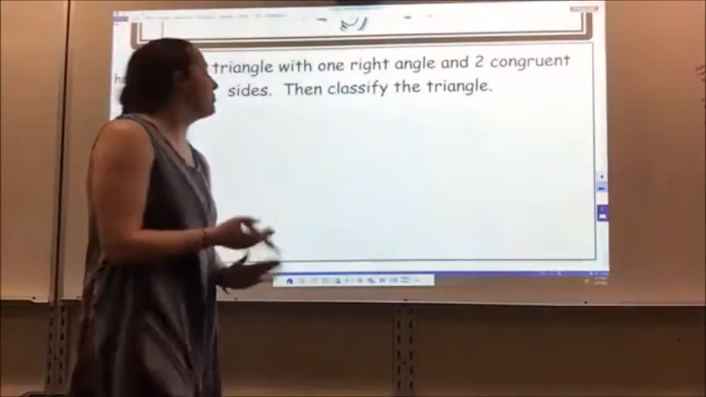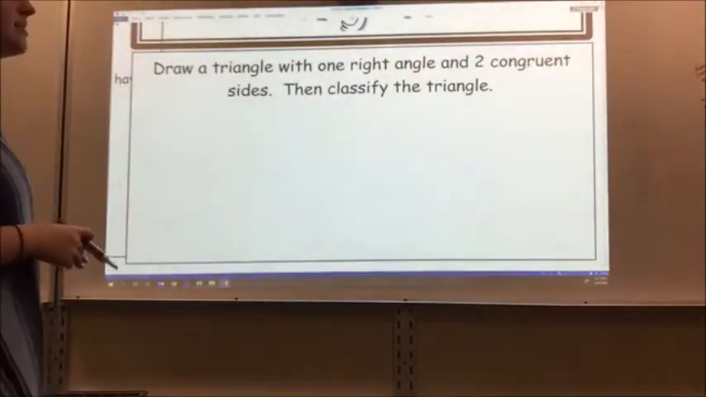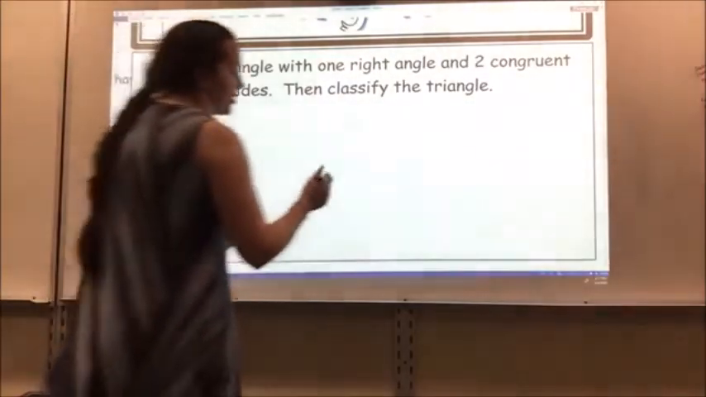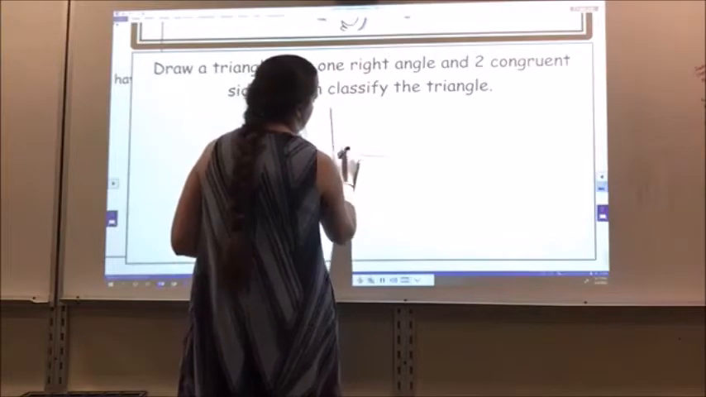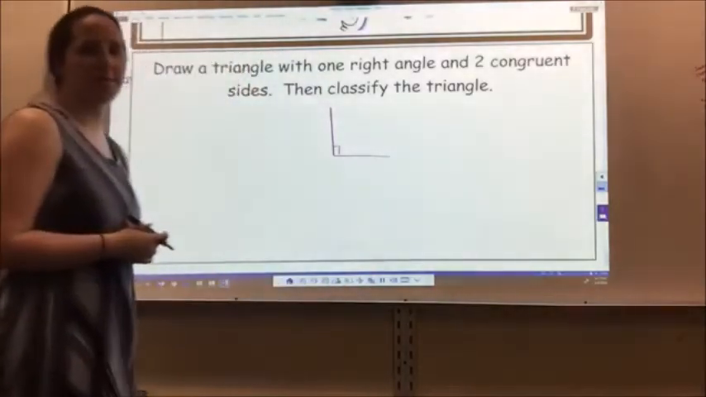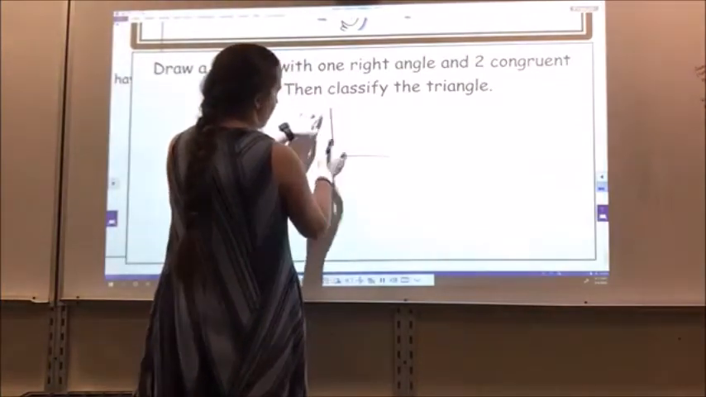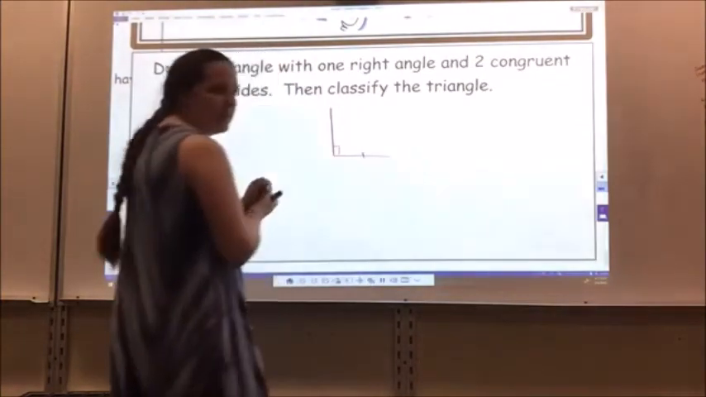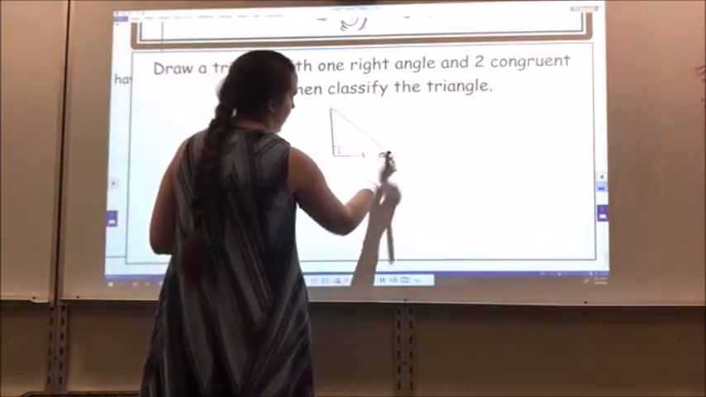So the try problem says, draw a triangle with one right angle and two congruent sides, then classify the triangle. So the first thing I want to do is actually draw this right angle. So there's my right angle, okay? And then I'm going to make sure that my sides are congruent. So this side's going to be congruent to this side, okay? And I'm going to draw another line that connects these two.